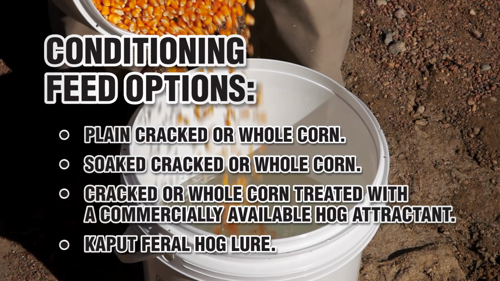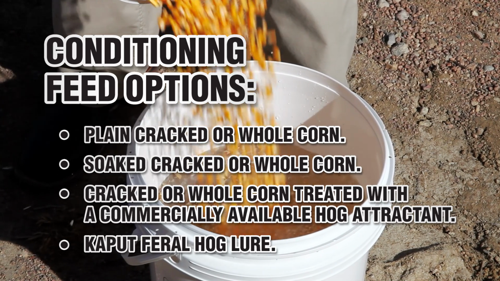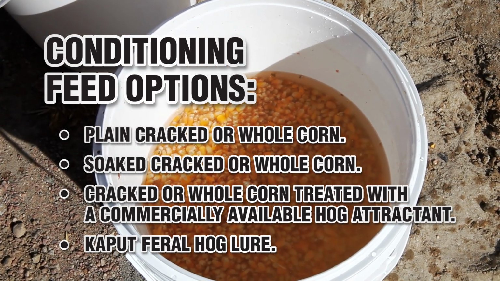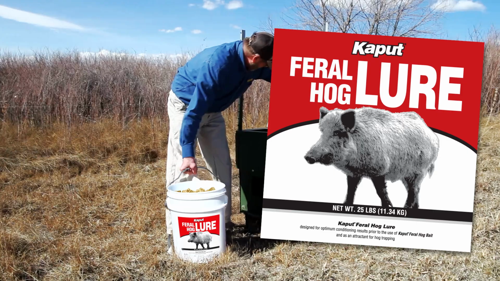Cracked or whole corn, soaked in water for 3 to 5 days until it has a noticeable odor. Cracked or whole corn treated with a commercially available hog attractant. This includes the scents of hog urine, fruit, or pet food. Or Kaput feral hog lure.